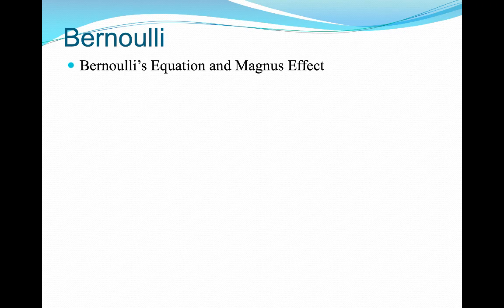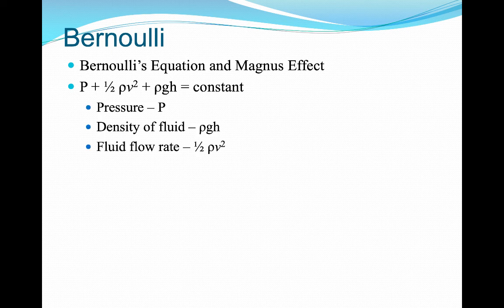So what is the physics and equations around the idea of Bernoulli's equation? Well, Bernoulli's equation says this. Pressure plus 1/2 density times velocity squared plus density times gravity times height is a constant value. So again, P standing for pressure. The rho g h has to do with the density and depth of the fluid, as we've talked about before under the idea of fluid pressure.